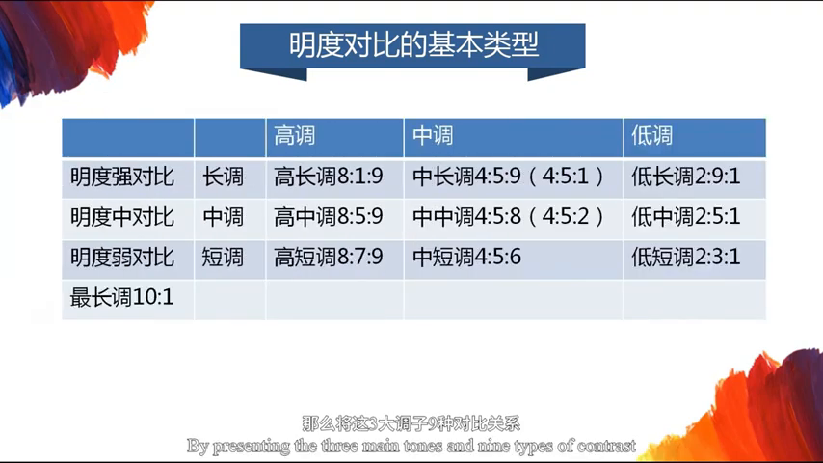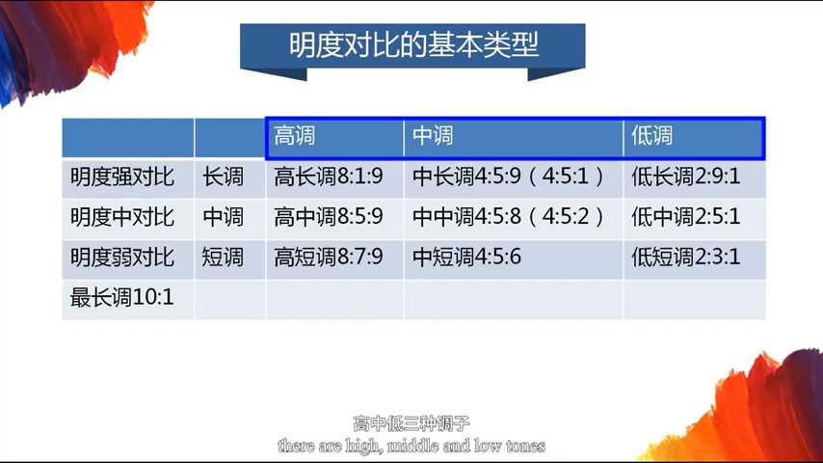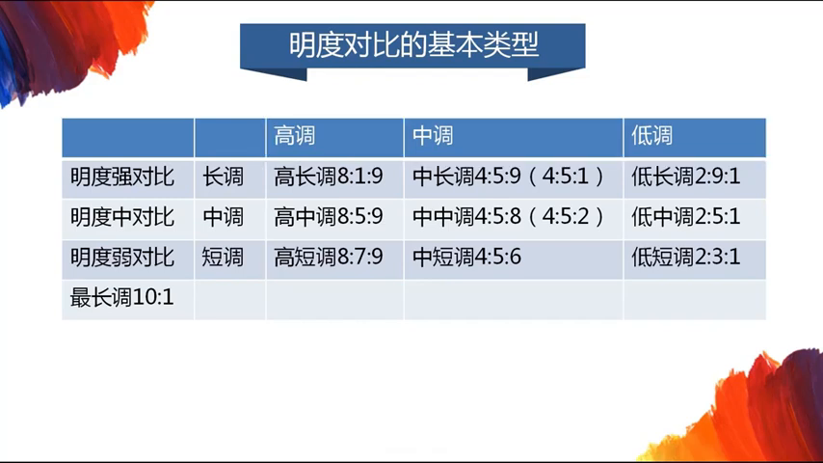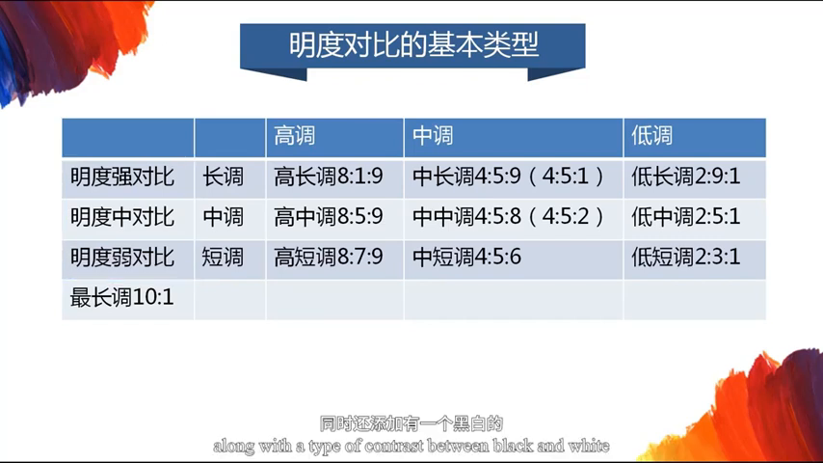By presenting the 3 main tones and 9 types of contrast in a single chart, you can see there are high, middle, and low tones, and varying types of contrast from strong to weak within each main tone, along with a type of contrast between black and white in the highest tone.